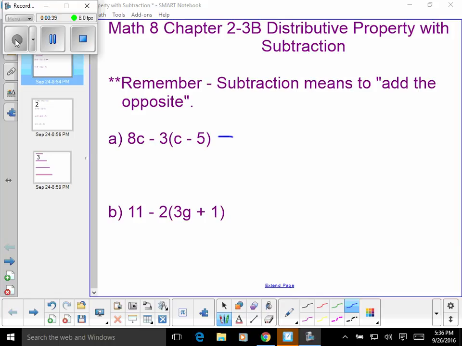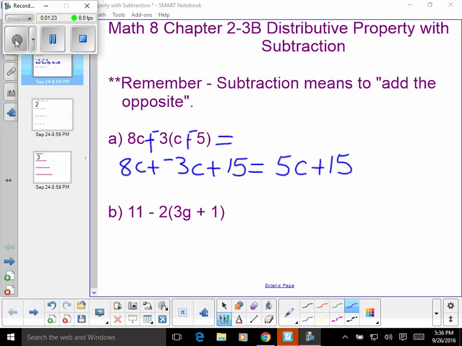In A, we are going to change this subtraction to add, and the 3 to a negative 3, the second subtraction, and then the 5 to a negative 5. I'm going to copy down the 8c plus, and now I'm going to use my distribution. Negative 3 times c is negative 3c plus negative 3 times negative 5 is 15. Now I simplify. My like terms are 8c and negative 3c. That will give me a 5c. And then I have my plus 15.